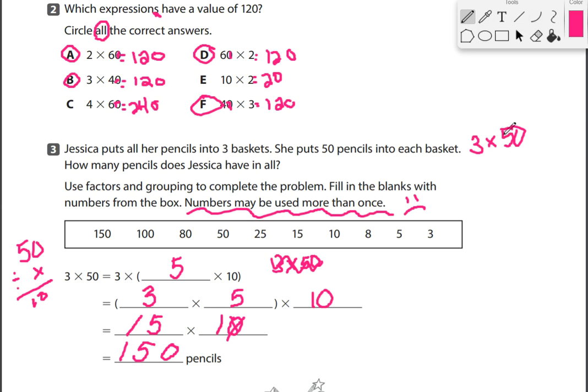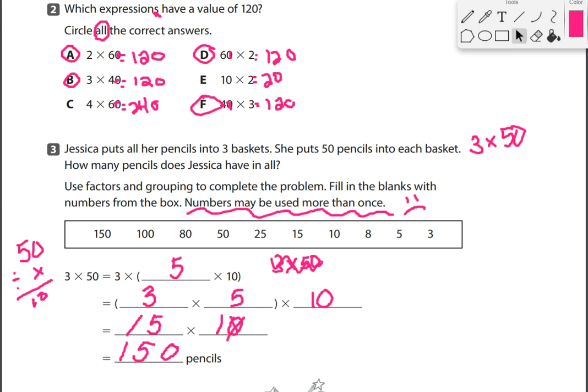Maybe this wasn't working so well today and that 50 threw you off, and it was easier to do 15 times 10. You can always split it up a different way. This was definitely a tougher problem, mostly because they gave you so many numbers here. I actually think this problem would have been easier if we didn't have that number bank at all. The number bank is what makes it a little tough.